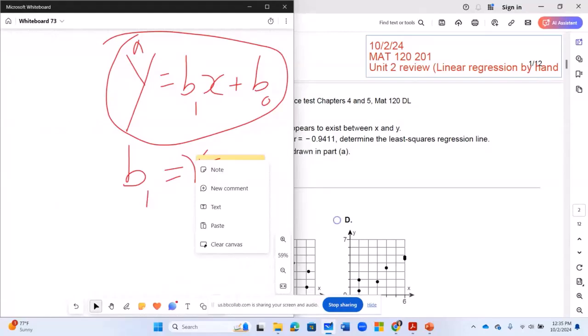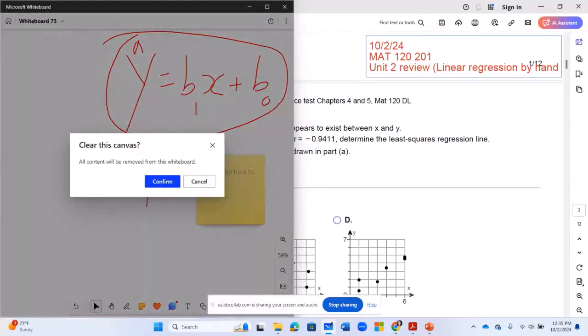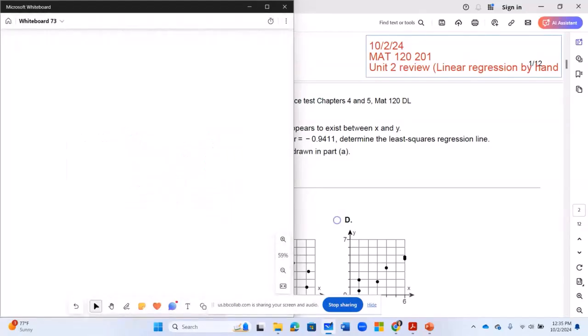I'm going to clear this. It keeps making all this mess. Let me clear that. I'm going to start over. I don't know why this is giving me unnecessary trouble.